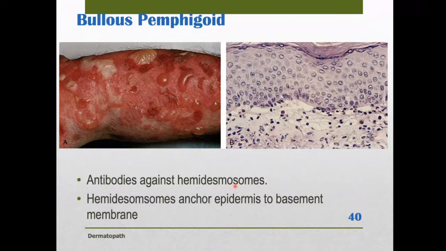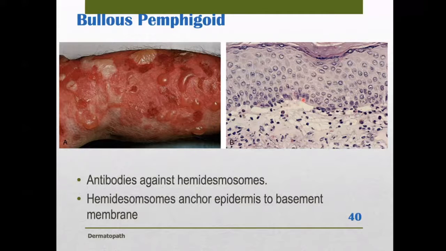You remember in histology that hemidesmosomes attach the basilar layer to the basement membrane, while the true desmosomes attach one epithelial cell to another epithelial cell. So the hemidesmosomes, as I was saying, anchor the epidermis to the basement membrane. If they are destroyed, then the epidermis will be detached from its basement membrane.